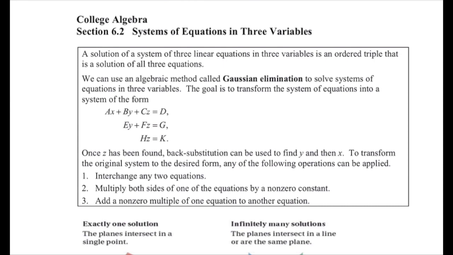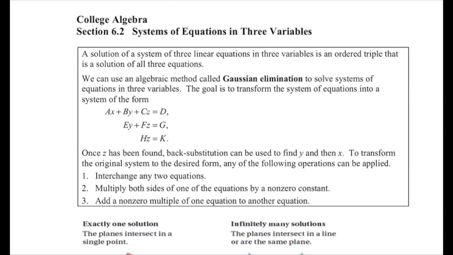There are some things that we can do when we're utilizing the Gaussian elimination method. It's extremely similar to the elimination method we learned using 2 variables. So here are some things which we can do. We can interchange any 2 equations. So we can move them up, down, any order that we so choose to have them.